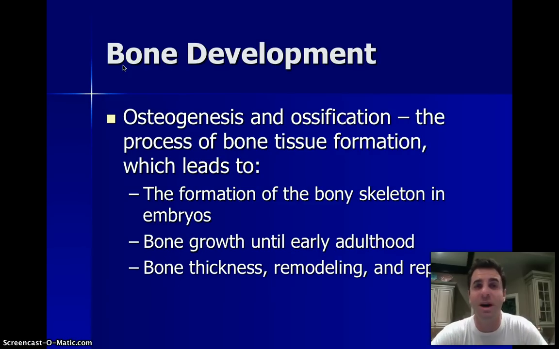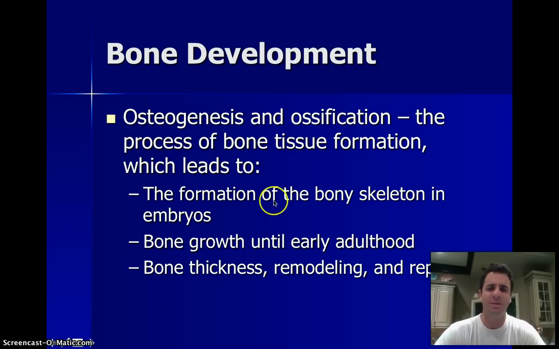This is part 2 of Chapter 7, Anatomy and Physiology. We're talking about bones. Previously we talked a lot about structure. Now we're going to talk about development and then various diseases and so on. First, osteogenesis is the formation of new bone, and ossification is the hardening of that bone.